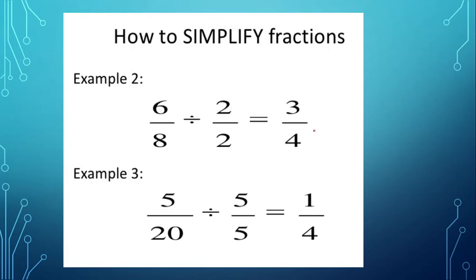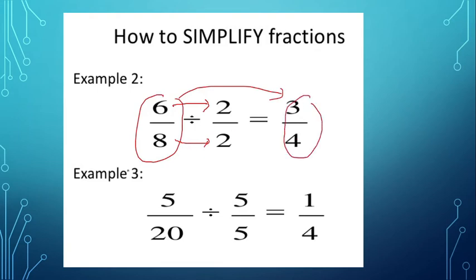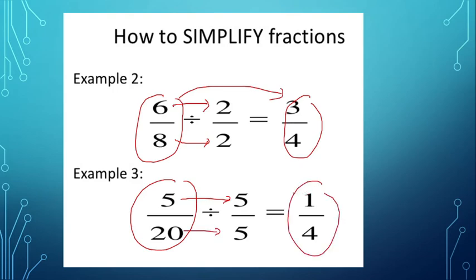Example 2. 6 by 8. I can divide 6 and 8 by 2. So 6 by 2 is equal to 3, 8 by 2 is equal to 4. So 6 by 8 I can represent as 3 by 4. Example 3, 5 by 20. I cannot divide by 2 because 5 is not divisible by 2, but I can divide by 5. So 5 by 5 is equal to 1, 20 by 5 is equal to 4. So the answer is 1 by 4. So you can choose a greater number which divides both numerator and denominator.